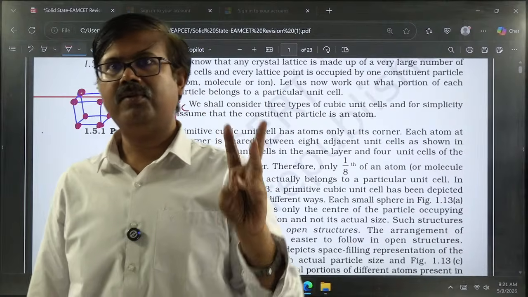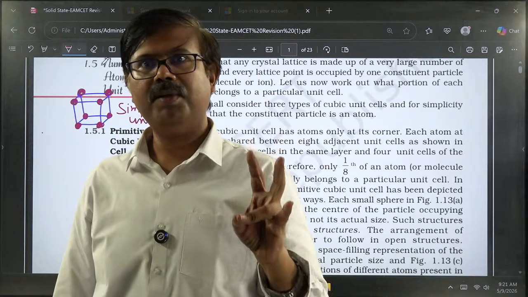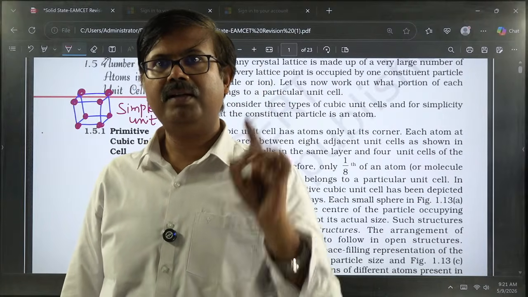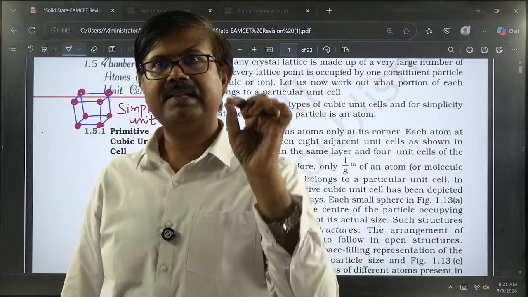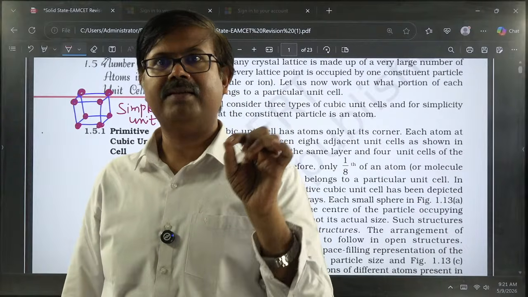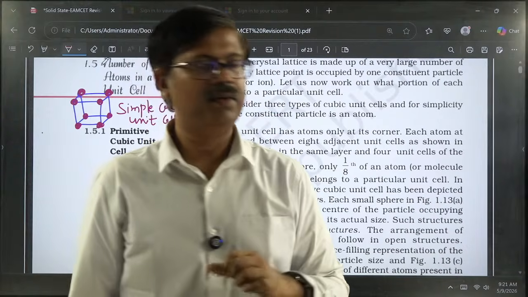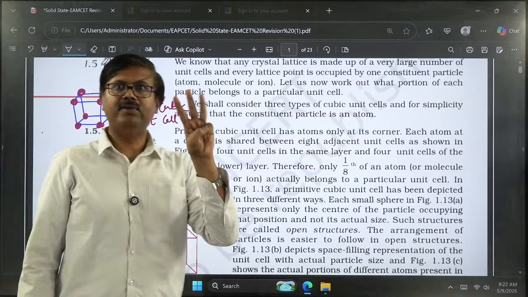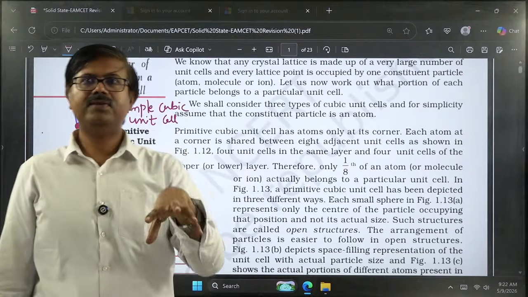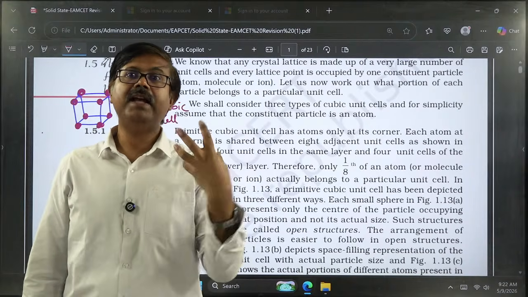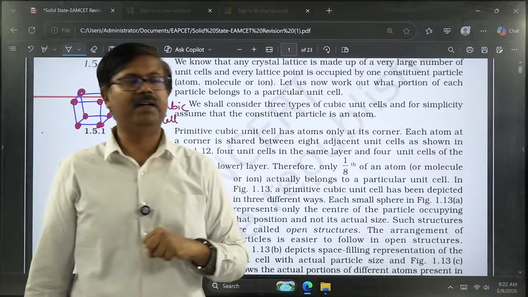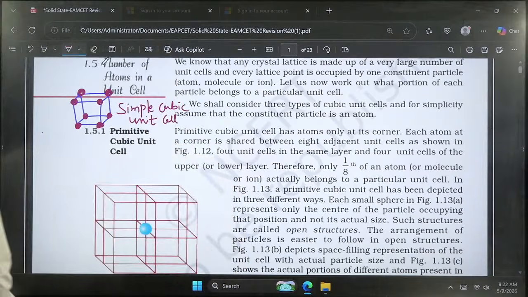Simple cubic, only corners. Body centered cubic, corners plus center of the body. Face centered cubic, corners plus center of each face. There are 6 faces in a cube. These are the 3 important unit cells. Now, in these unit cells, how many atoms are present per unit cell? That is the one model question you may get. So, let us focus on that first.